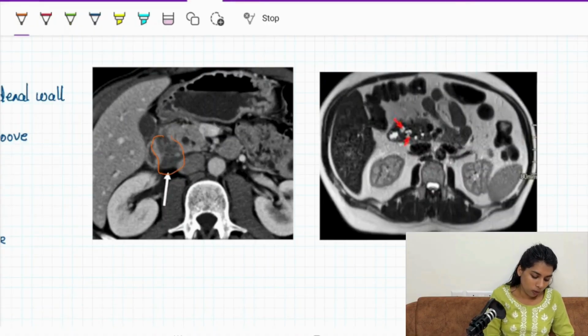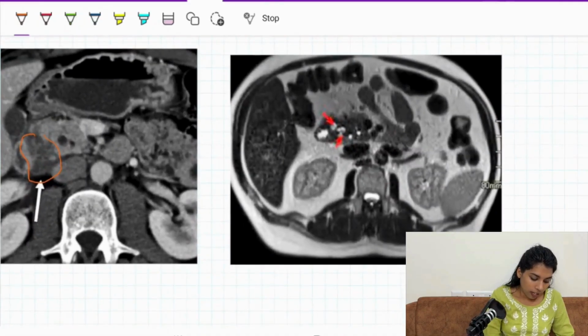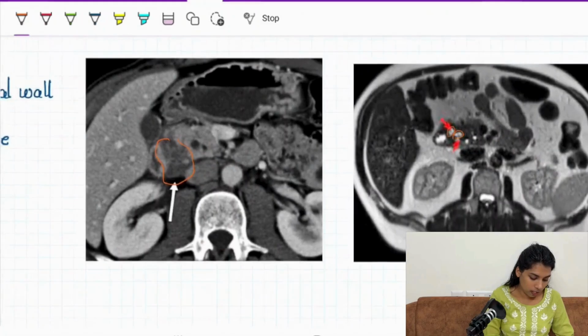Coming to T2 weighted MR, you will see that there are a few cysts in the medial wall of the duodenum. So typically they'll show a CT as a spotter where you will see some amount of fibrosis in the pancreaticoduodenal groove.